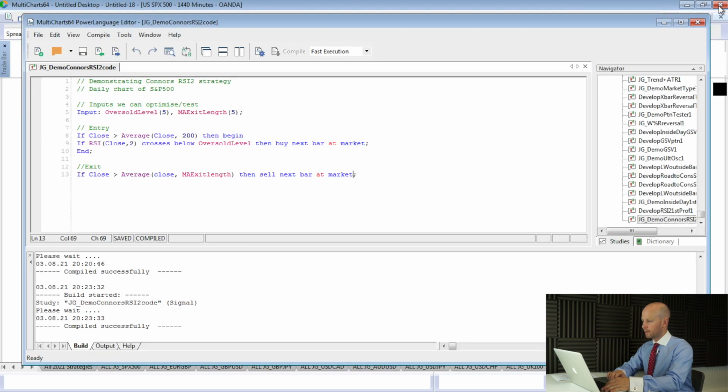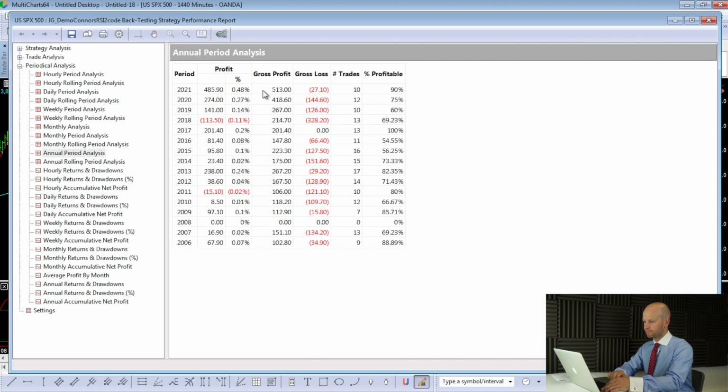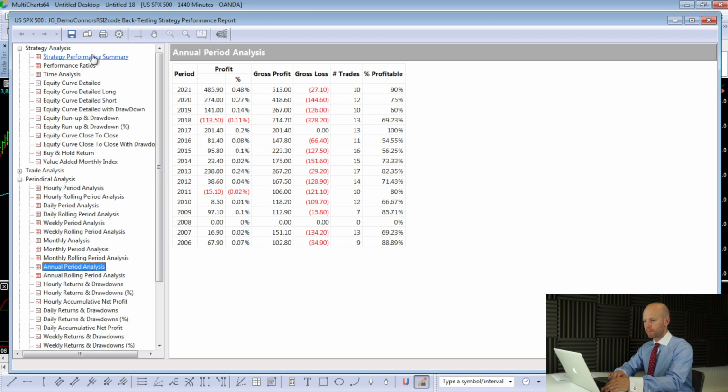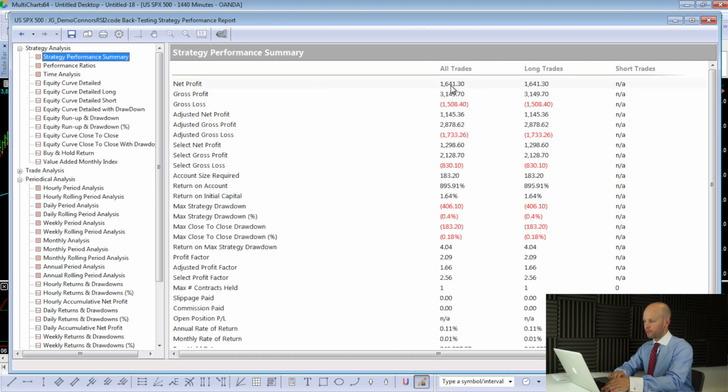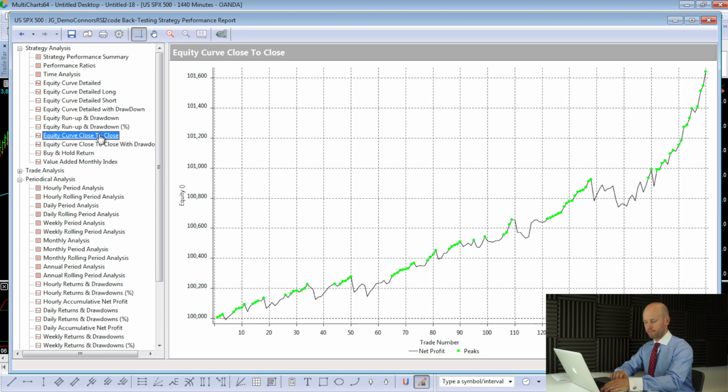So now we've selected it. See, look at all these much more trades. So now let's have a look at the backtest report. We've only got 2 losing years now. We already know that the net profit is just over 1,600 points. And there's the equity curve. The equity curve looks really quite good, doesn't it?